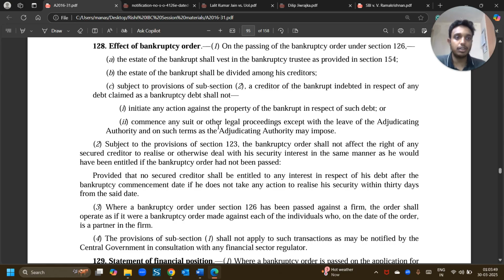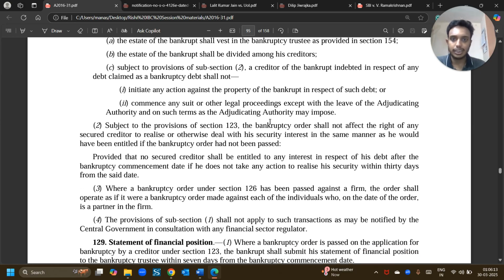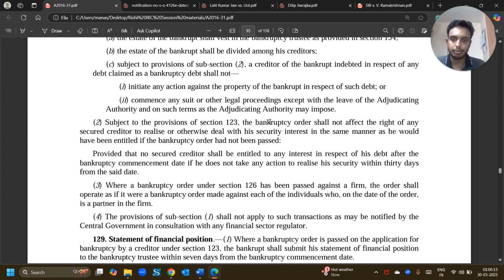Now what is the effect of a bankruptcy order which is passed under section 126 by the adjudicating authority? On the passing of a bankruptcy order under 126: A. The estate of the bankrupt shall vest in the bankruptcy trustee as provided under section 154. B. The estate of the bankrupt shall be divided among his creditors. And C. Subject to provisions of section 2, a creditor of the bankrupt indebted in respect of any debt claim shall not initiate any legal action against property or commence any suit.